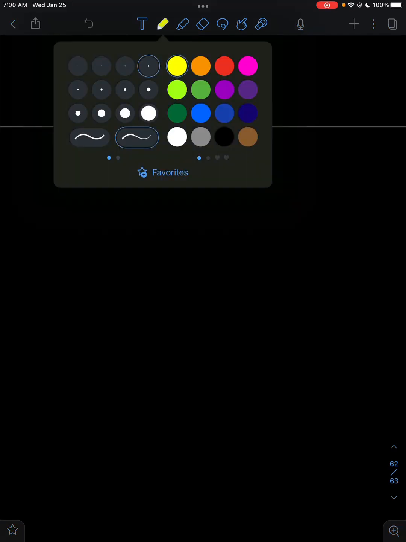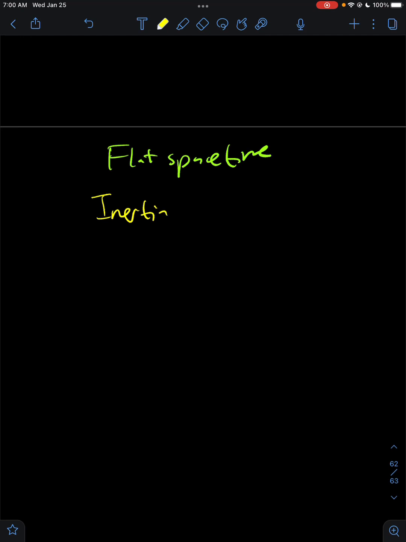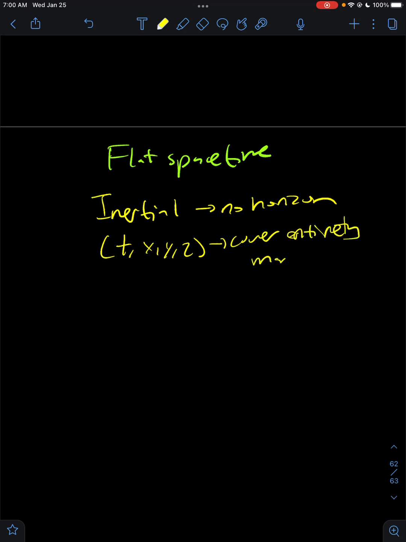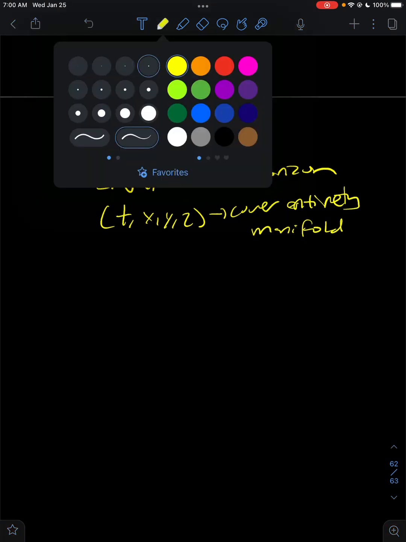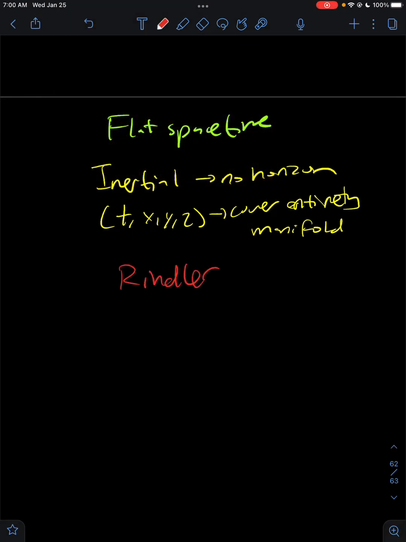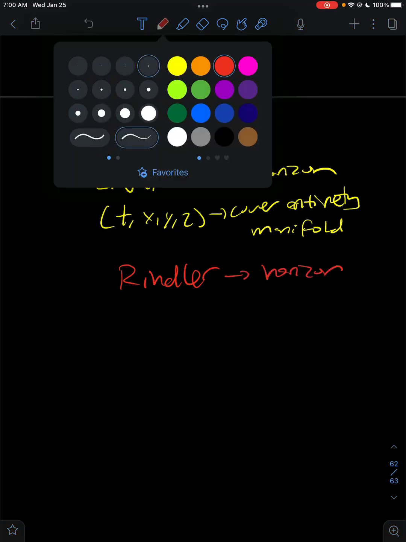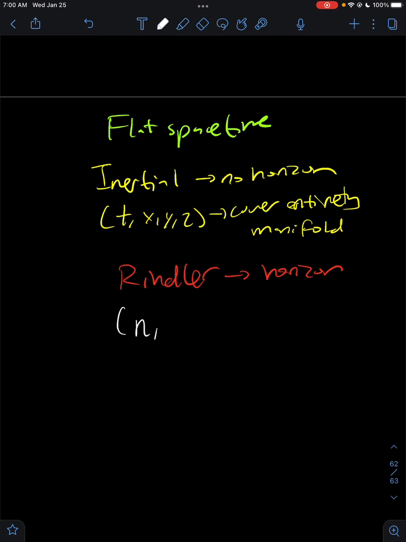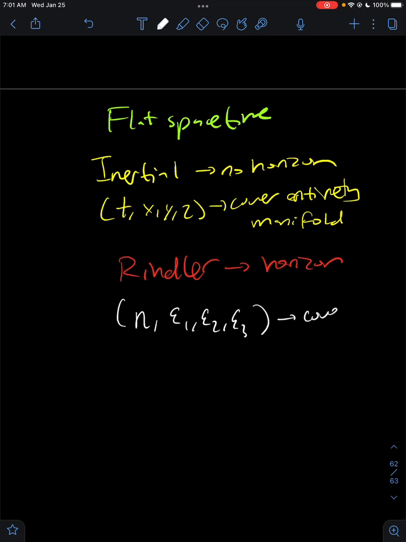There's a nice analogy to this, because we know that in flat spacetime there are inertial observers, and the inertial observers see no horizon, right? And these coordinates, the Minkowski coordinates t and x, y, z, cover the entirety of the manifold, albeit the manifold is flat. And then we have Rindler coordinates, or Rindler observers. There is a horizon, and the coordinates that they use are nu, epsilon 1, epsilon 2, epsilon 3. And these only cover some small region of the manifold.